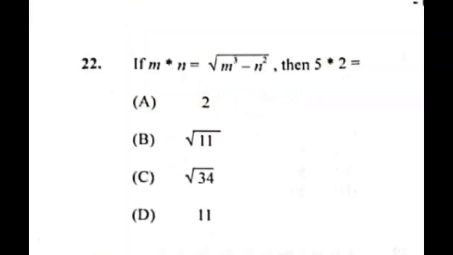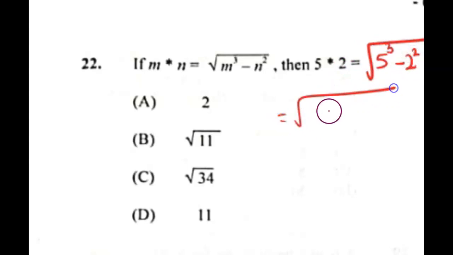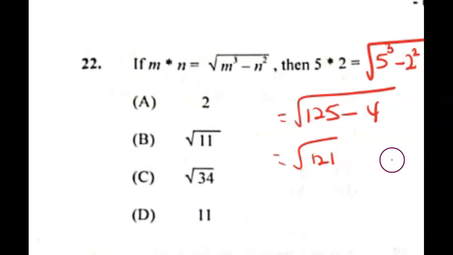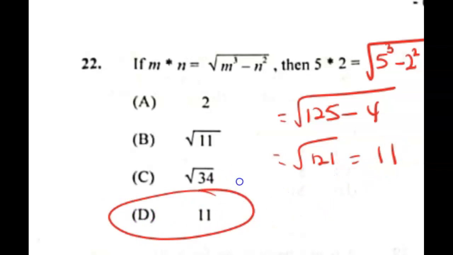Number 22 now deals with binary operations. So it says m star n is equal to the square root of m cubed minus n squared. So what is 5 star 2? Well, then it will be the square root of 5 cubed minus 2 squared. 5 cubed is 5 by 5 by 5, which is 125. 2 squared is 4. So that's really the square root of 121. I'm not seeing that as one of the answers, but I know the square root of 121 is 11. So D is my answer.